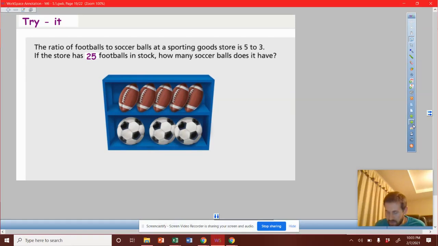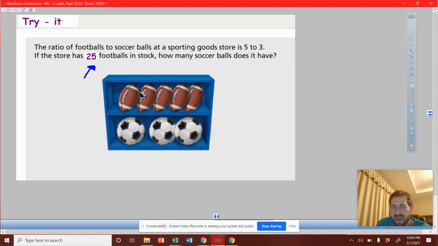Here's your try. We're using the same scenario, this 5-3 of footballs to soccer balls, but we're changing those numbers. The previous number was talking about having 100 footballs in stock. So now we're talking about having 25 footballs in stock. If we have 25 footballs, then how many soccer balls?